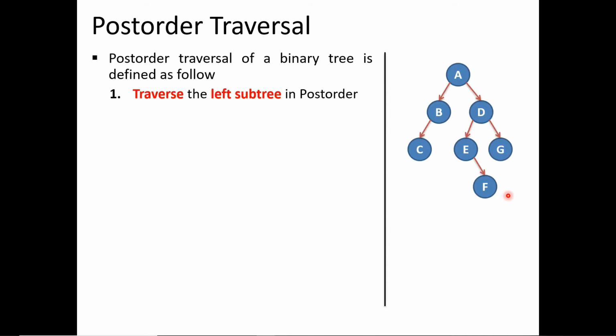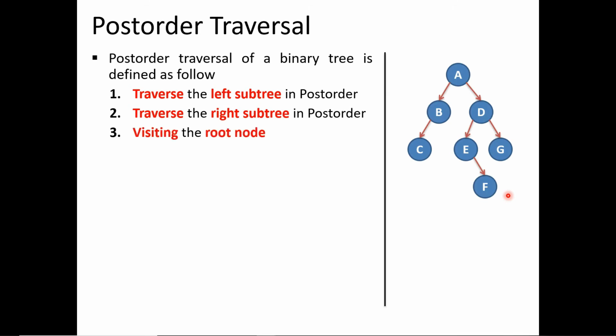First we have to traverse the left subtree, then we have to traverse the right subtree, and then last we have to visit the root node. Now post order traversal of a tree is given here. For post order traversal we have to take a leaf node of left subtree first. So first C is there, so we have to visit this node C and write it into post order traversal.